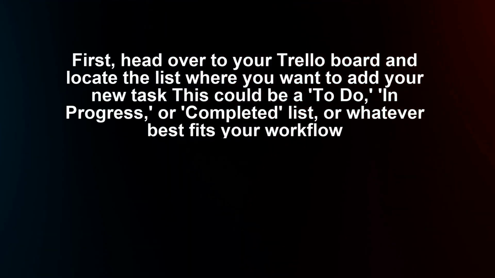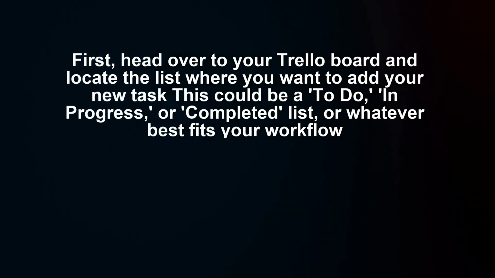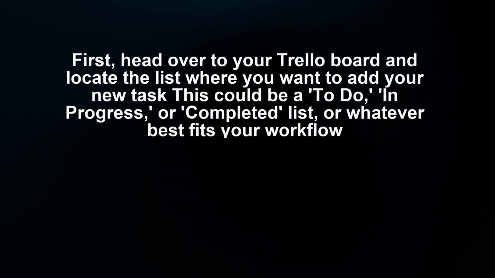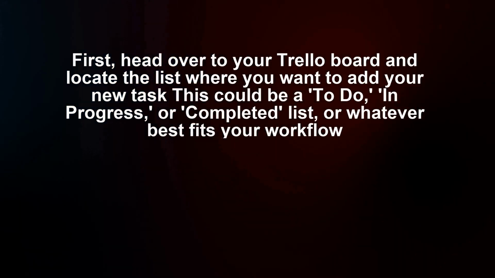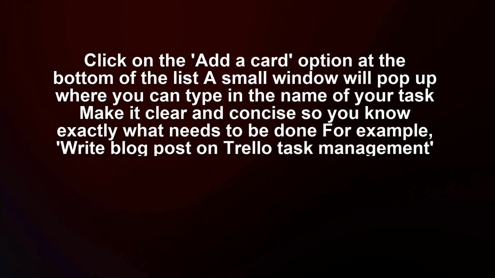First, head over to your Trello board and locate the list where you want to add your new task. This could be a to-do, in progress, or completed list, or whatever best fits your workflow. Click on the Add a Card option at the bottom of the list.